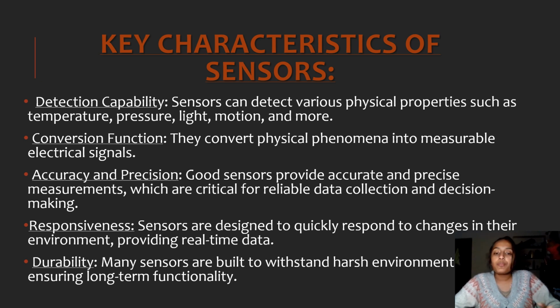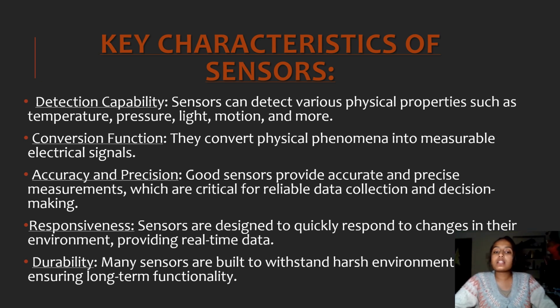Accuracy and precision: good sensors provide accurate and precise measurements which are critical for reliable data collection and decision making. So when I'm trying to reverse and my car says that I can move about, let's say, 10 meters behind, this data, the 10-meter distance, is actually quite precise and accurate. It could be somewhere around 9.5 or 11 meters, but it is quite precise and accurate. So the decision that I am going to make is less likely to be wrong.